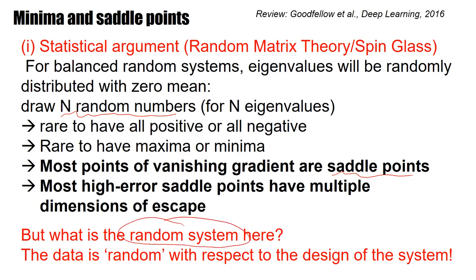But then the question is, what is the random system here? Well, you have to think about it a little bit. But basically the idea is that the data is random because you don't look at the data when you generate your system. So the data is independent of the design of the system, and then during learning, remember, it's the weights that are the free parameters. It's the weights that can adapt.